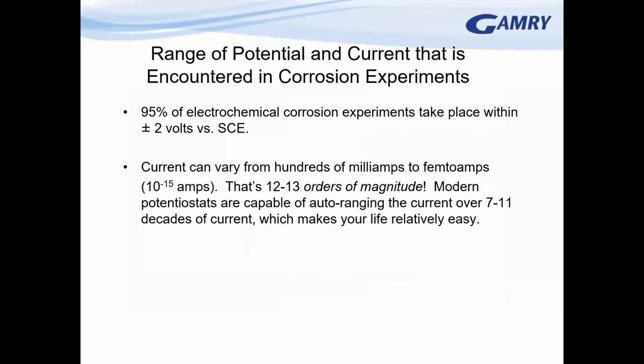Corrosion experiments in general are not conducted at high voltages. 95% of them are within plus or minus 2 volts of the saturated calomel reference electrode. But the range of currents that we need to measure is quite large, could be 12 or 13 orders of magnitude. And modern potentiostats with auto-ranging capability can measure currents over these wide ranges quite easily.